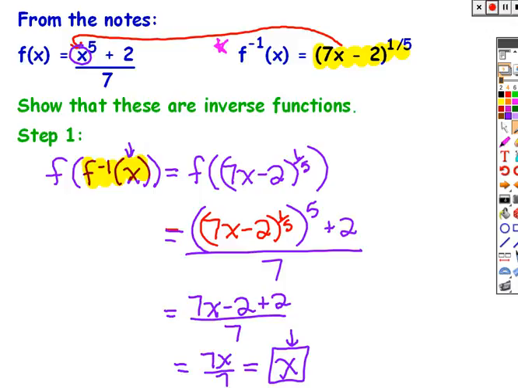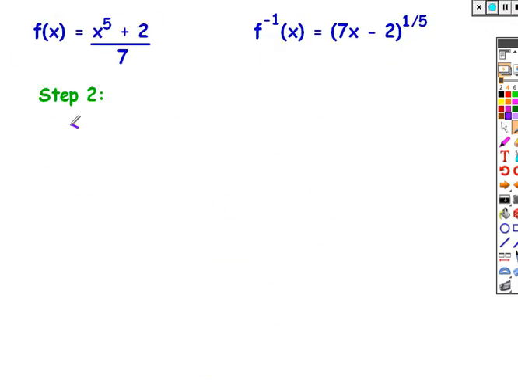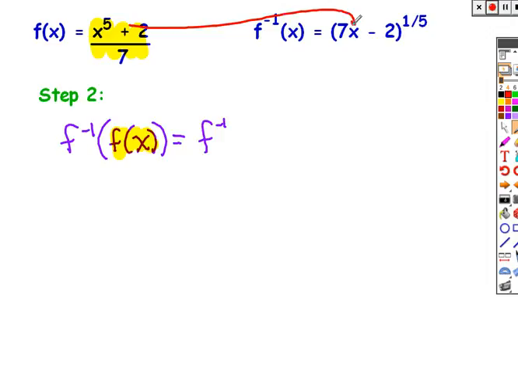So now let's look at if I start with the original function and plug that into the inverse, I should also get out x. So step 2, taking the original, here it is. Again, this is a good review of composite functions. So I'm taking that and I'm plugging it into the inverse anywhere I see x. So f of x is actually all of this stuff. This is what I'm inputting.